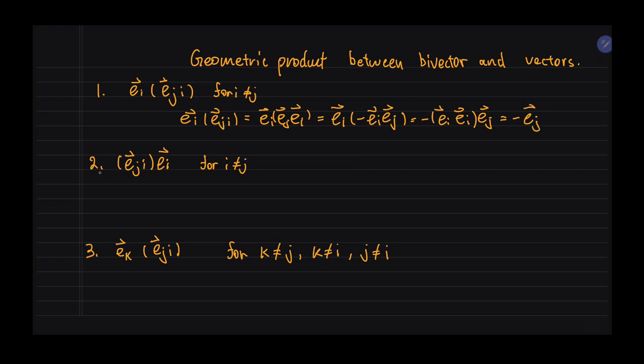Now look at the second case. We will have e_j e_i times e_i, and this is quite obvious because e_j, e_i, and now we have the same index here. Since it's associative, we can calculate these two first. Then they are 1, so we get e_j.